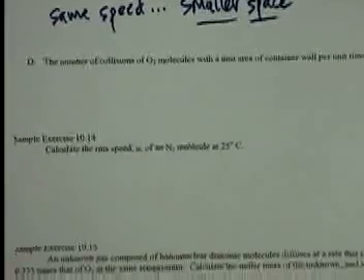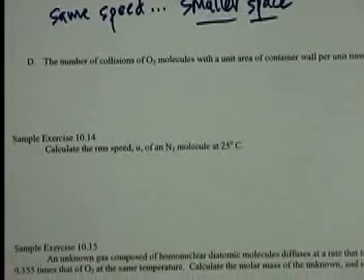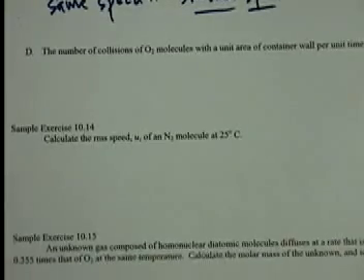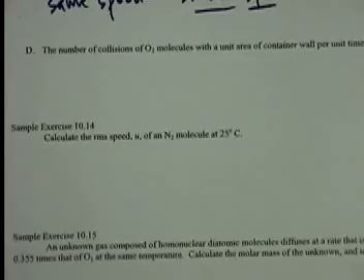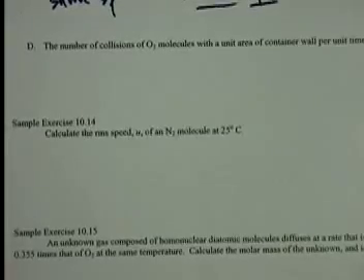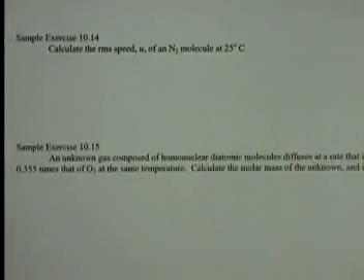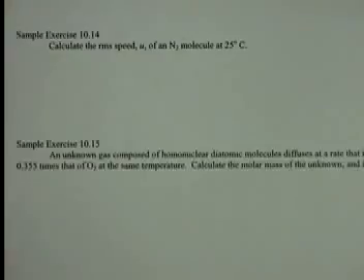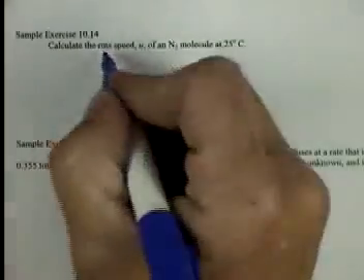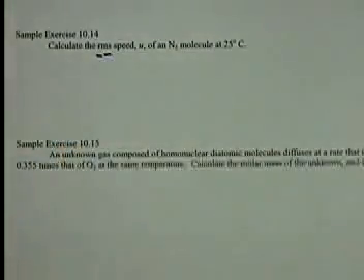Okay, and then letter D, the number of collisions of O2 molecules with a unit area of container wall per time. Well, the number of collisions increases because the total number of collisions with the wall increases and the area of the wall decreases as well. Well, let's take a look at a couple other sample exercises. 10.14. This one takes into account the RMS, root mean square speed of a nitrogen molecule at 25 degrees Celsius. And it asks us to calculate this.